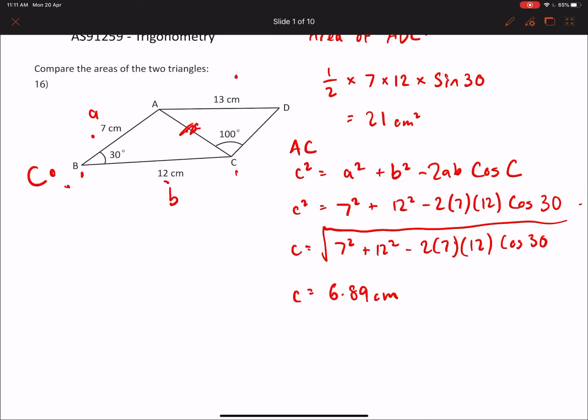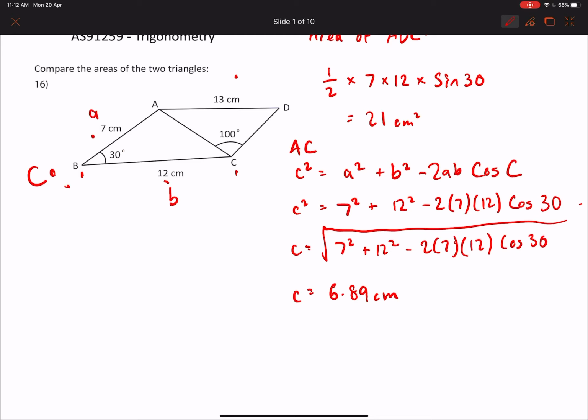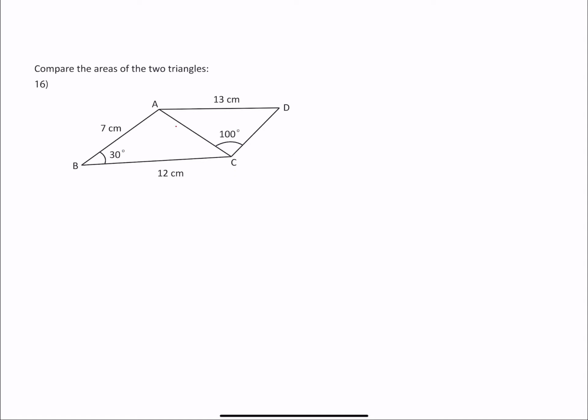So I can add that information to my diagram. Oh, for some reason that didn't work. Okay, back to pencil. So 6.89 centimetres. That is now going to allow me to work out some more information for my second triangle. So my second triangle, just going to clear that, 6.89 centimetres. I've got a side opposite an angle. I've got another side. So I've got two sides and an angle.